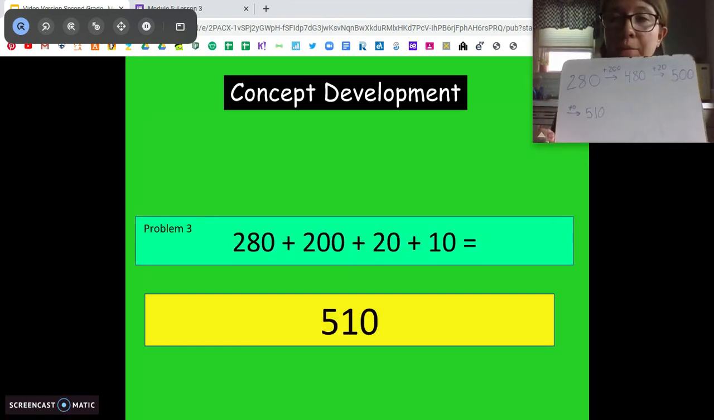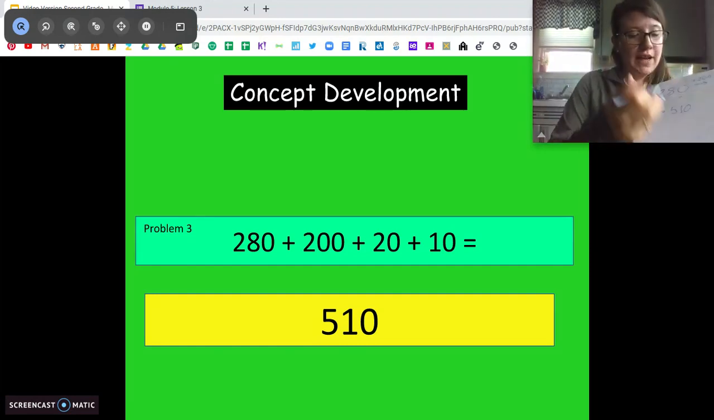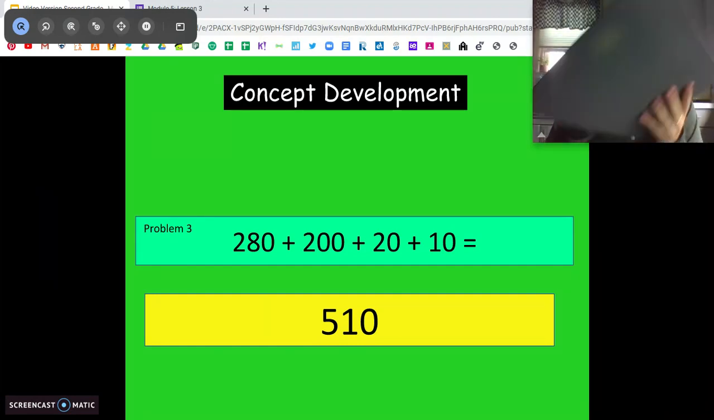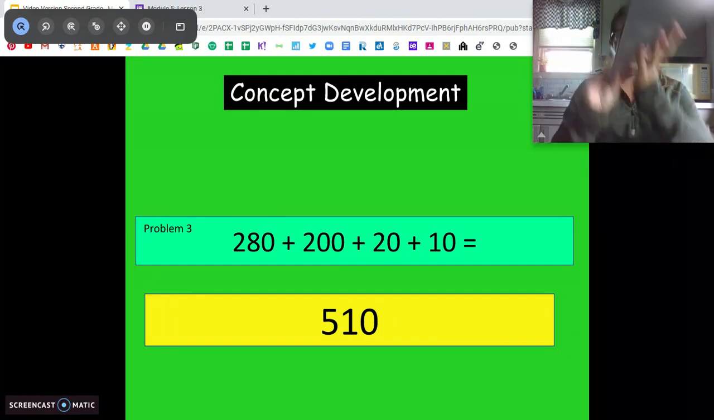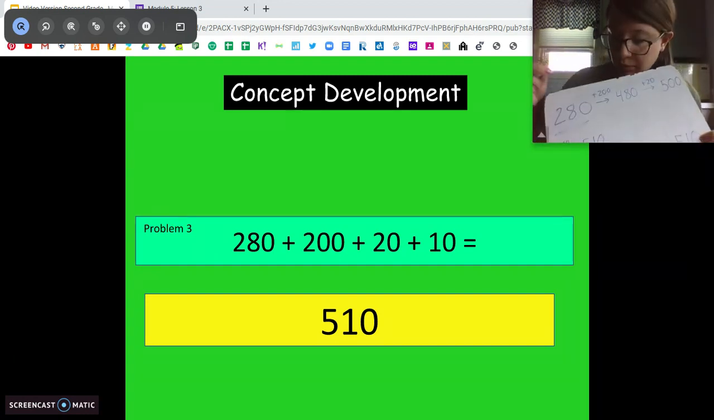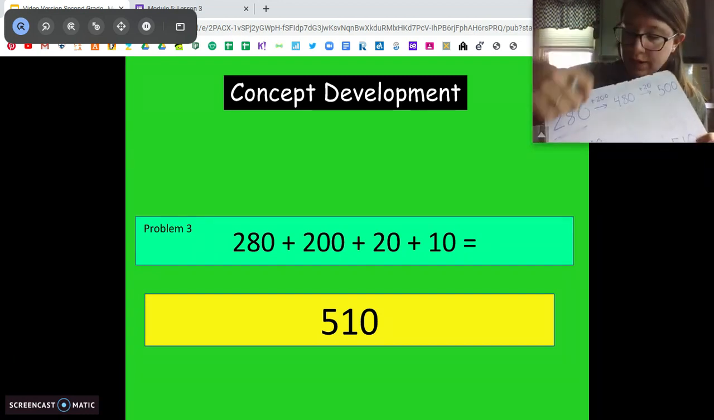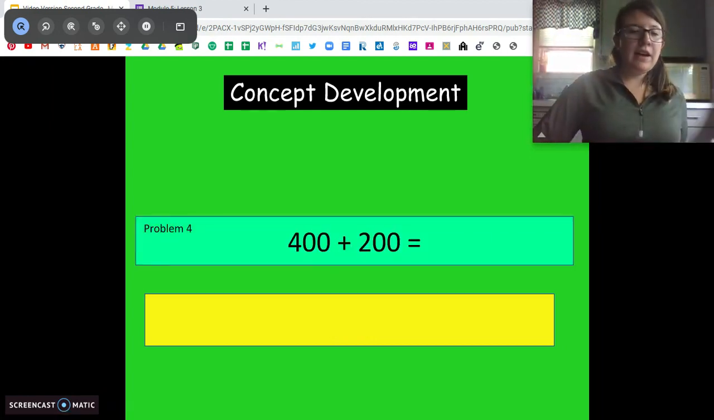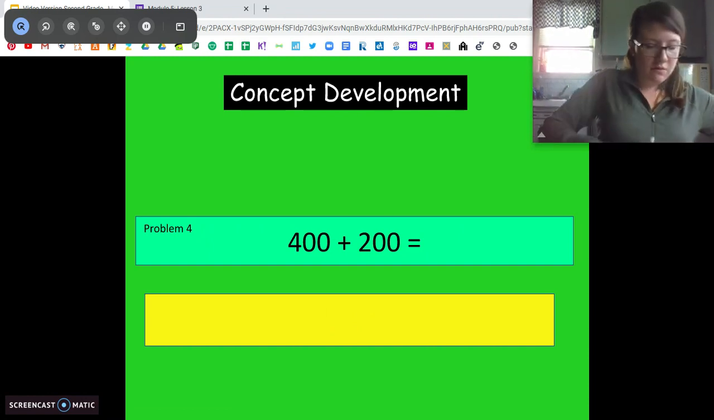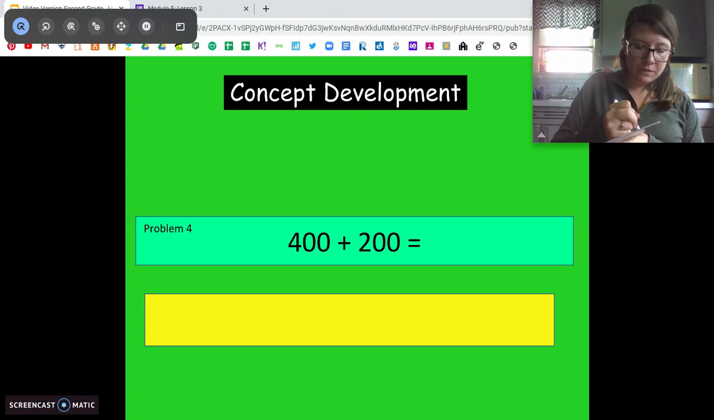Now I want you to tell me the number sentence taking 280 plus what is going to equal 510. Show me that on your paper now. Got it? You should have 280 that we started with plus 200, 220, 230 equals 510. Awesome job. All right, now try this one on your paper. 400 plus 200. That's an easy peasy one. You got that. 400 plus 200.